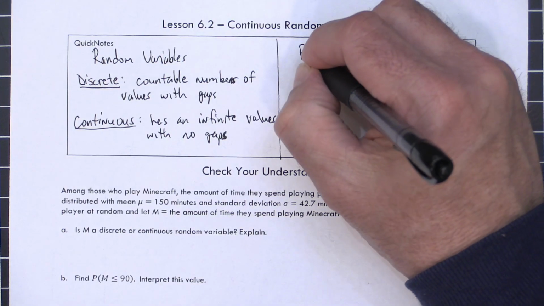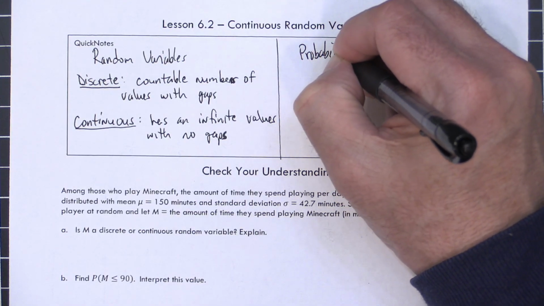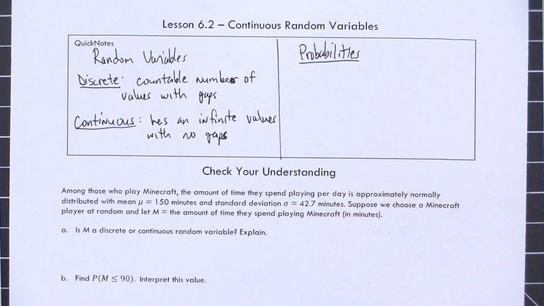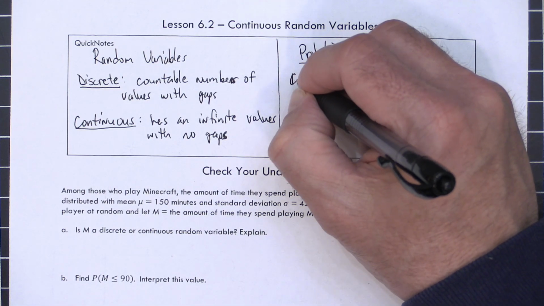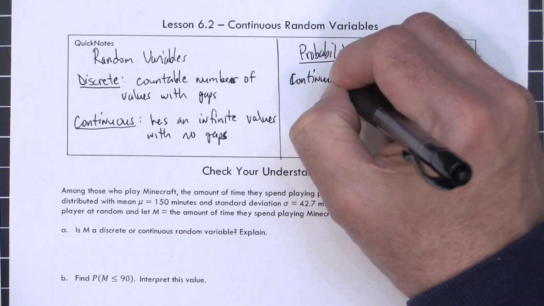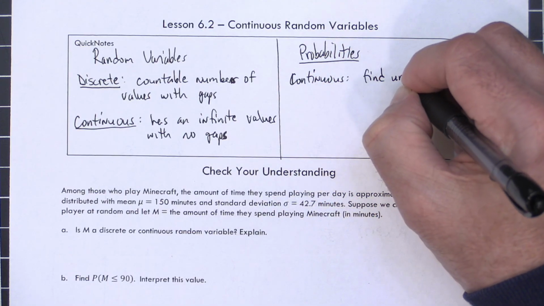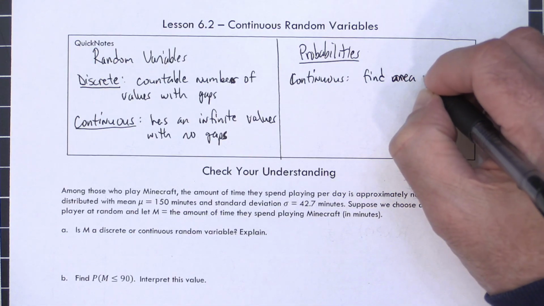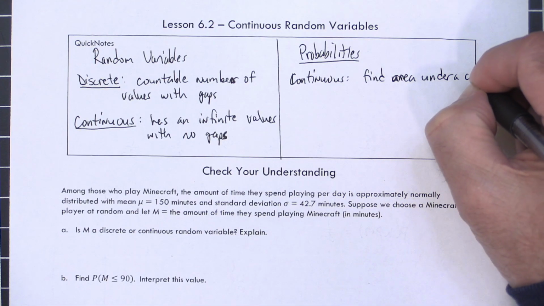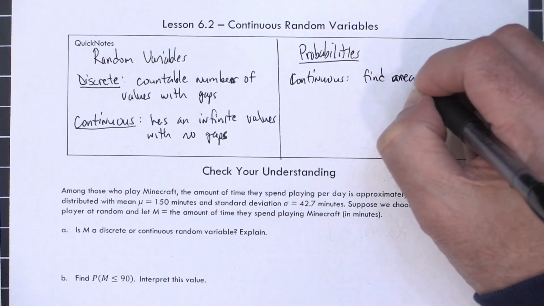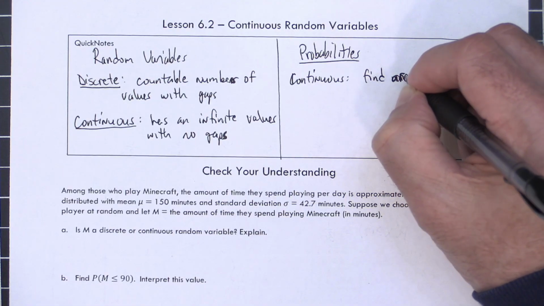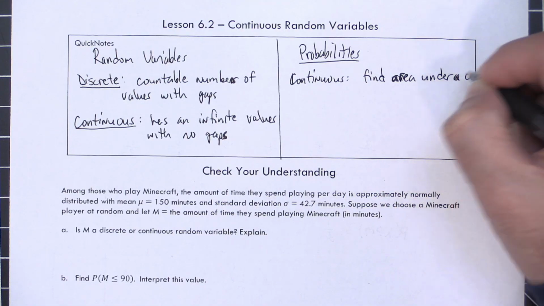So then we have to decide, well, what probability are we going to use? So we're going to talk about probabilities here. Okay, so if you can have a chart, of course, you just chart them like we did in the first part. But if it's continuous, well, we have to find the area under a curve.